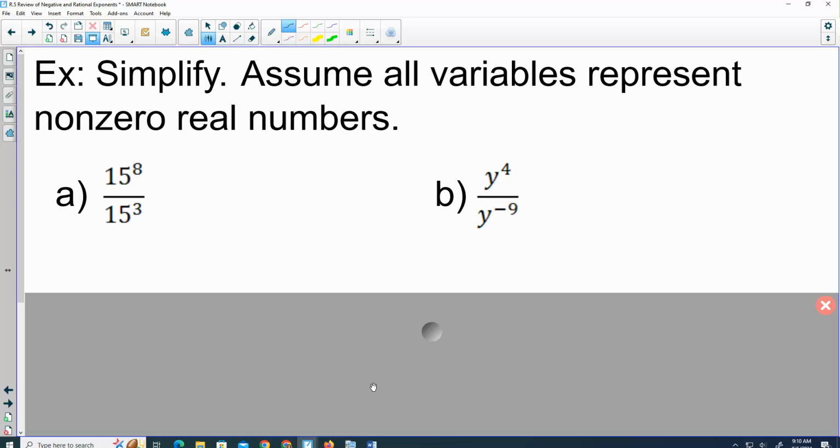What would I do on A? What do we have to do with those exponents? Subtract them. The 15 doesn't change, so 8 minus 3 is 5. If you wanted to do 15 to the 5th, you could. It's a pretty large number.